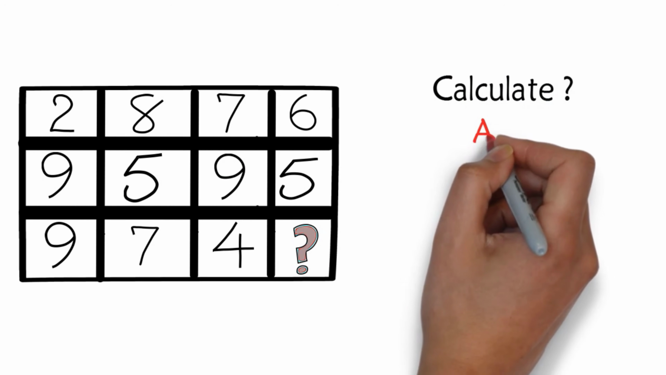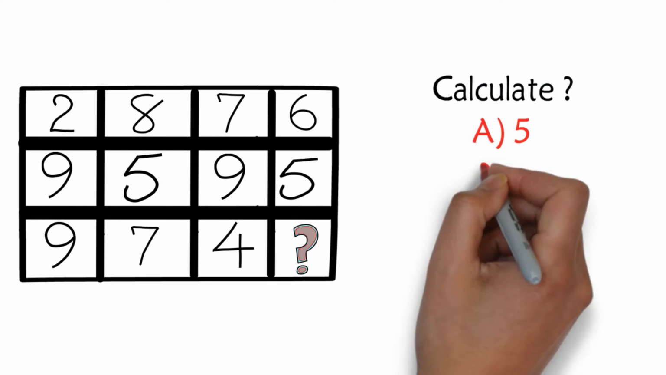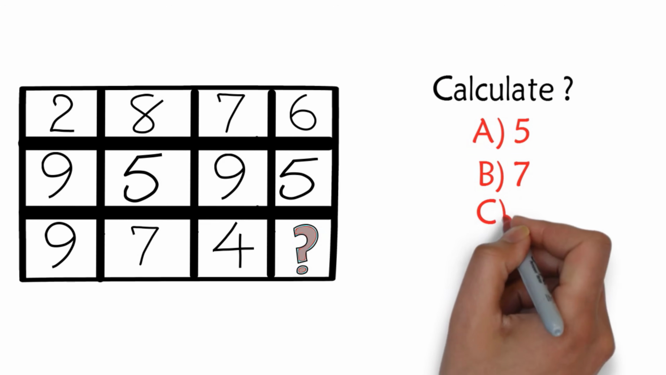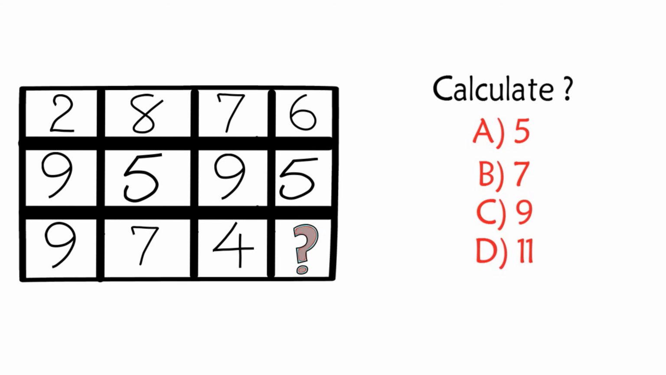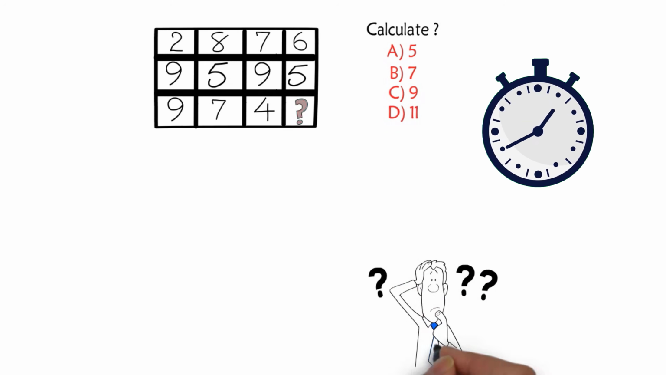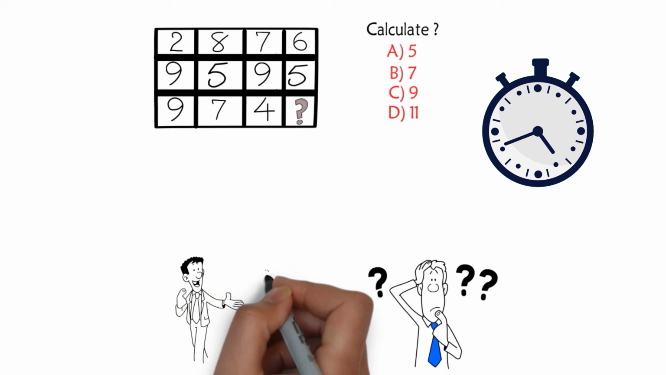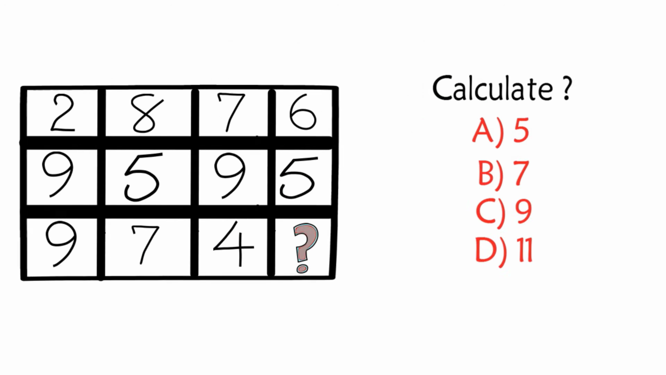You can choose from one of 4 different choices. Choice A, 5. Choice B, 7. Choice C, 9. And then choice D, 11. Do you think you can come up with the answer? Give yourself 5 to 10 seconds. This is about as much time as you will get on the test. Let's continue to see how we can get to the correct answer together.